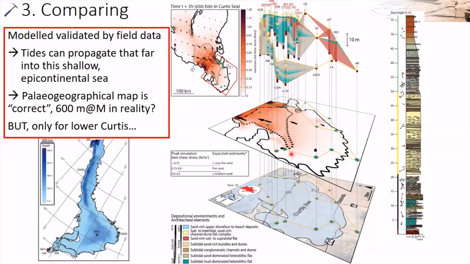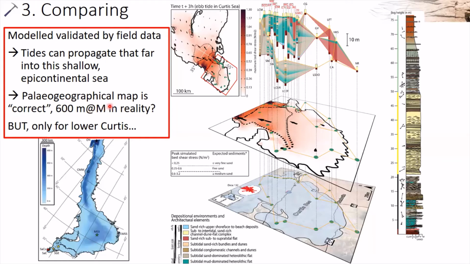And that specific maximum bed shear stress map fits very well with a paleogeography that has a 600 meters depth at the mouth of the system. The others don't fit really well.